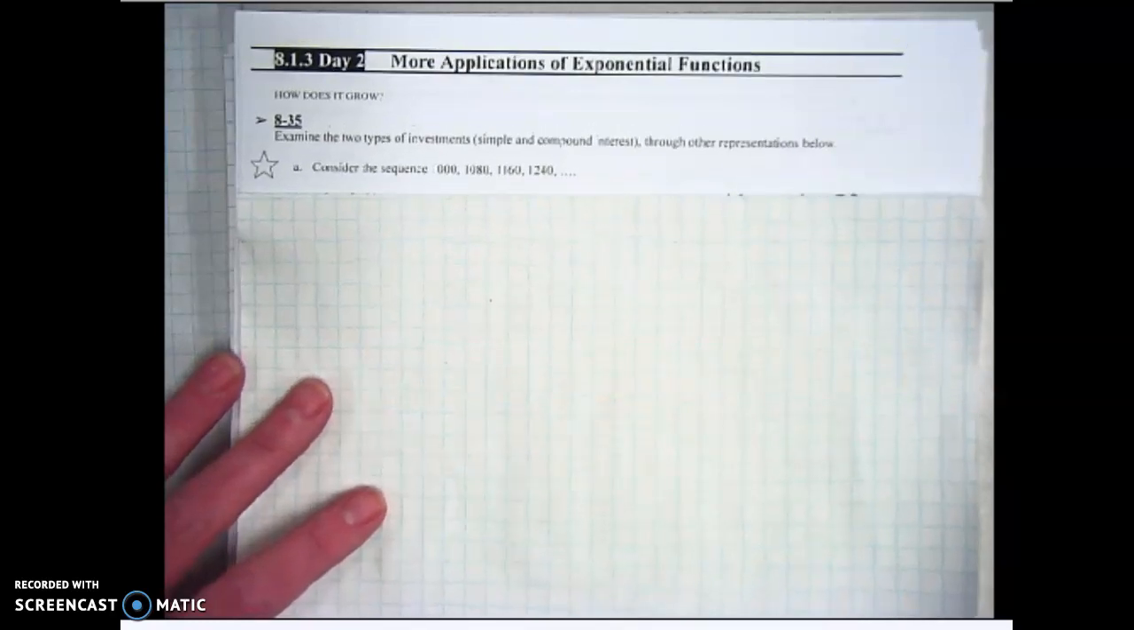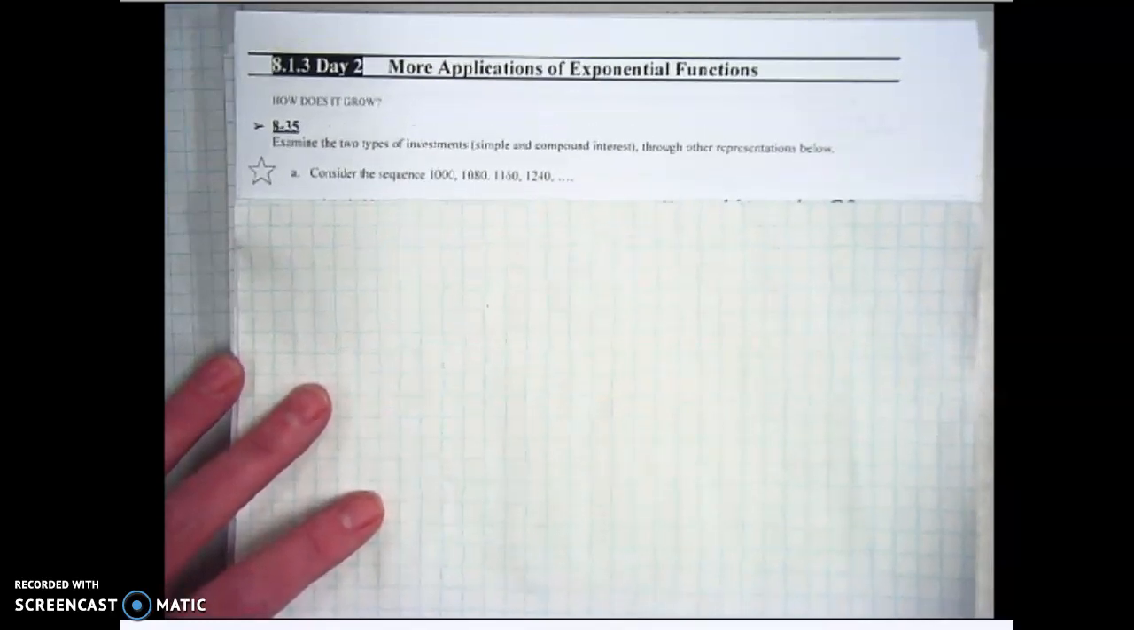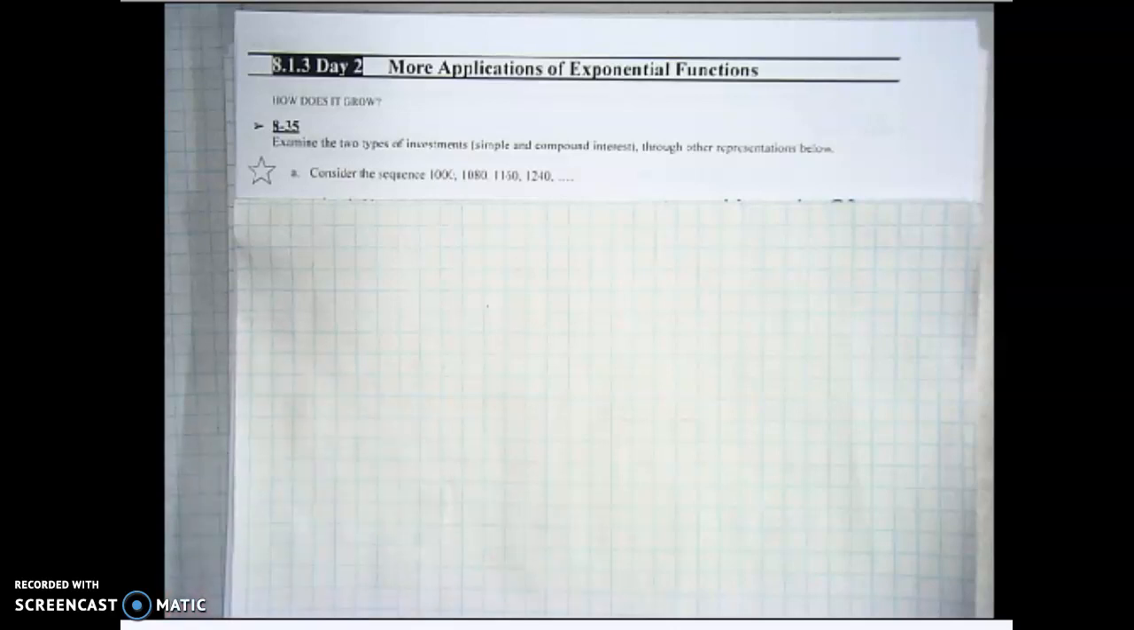And the title is More Applications of Exponential Functions. And we're going to answer the question, how does it grow? So question 35 says, examine the two types of investments, simple and compound interest, through other representations below.